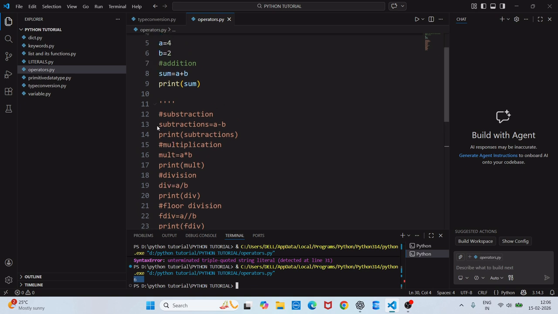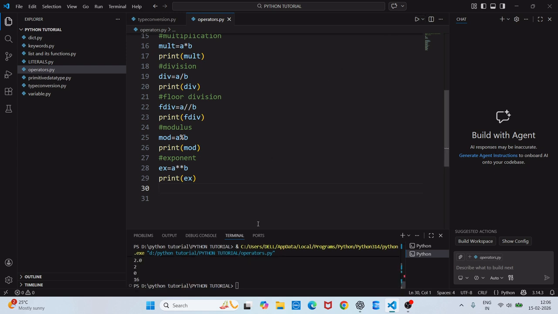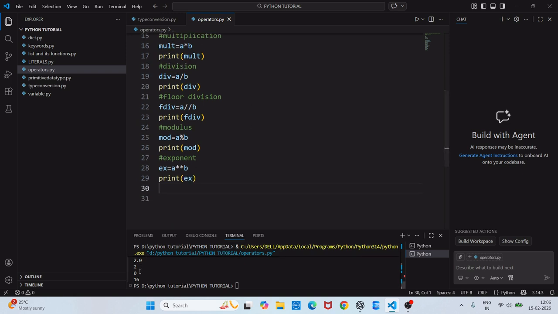The second case is subtraction. Subtraction is similar to addition, just we are subtracting one number from another, that is a minus b. A minus b will be 2, the answer will be 2. Just remove this, I will show you one by one. Then just run the program. You can see the second one is subtraction, and the answer is 2.